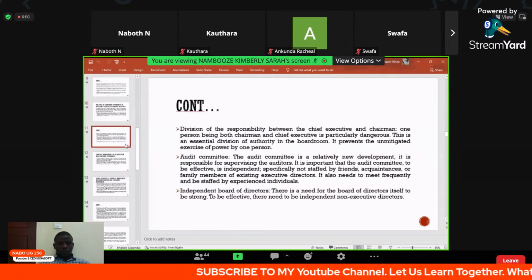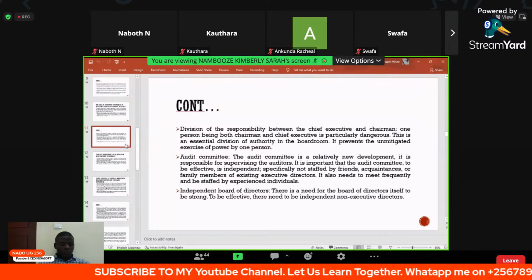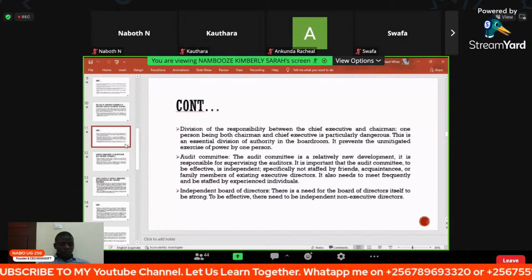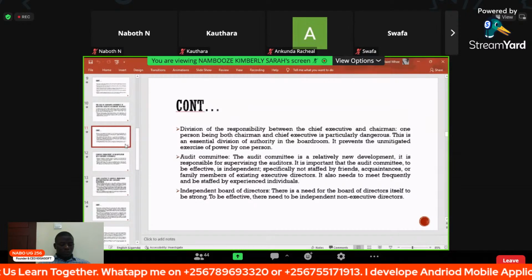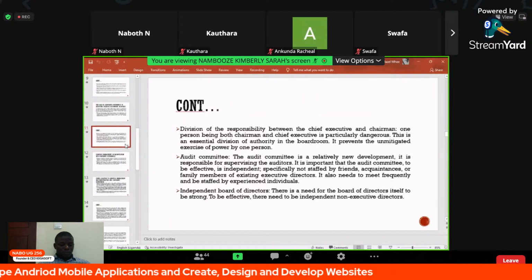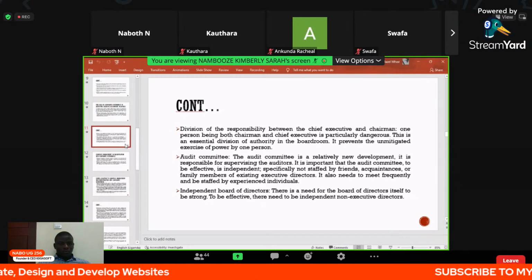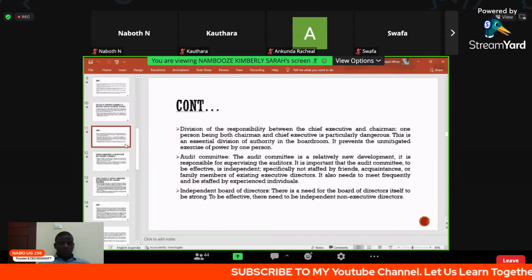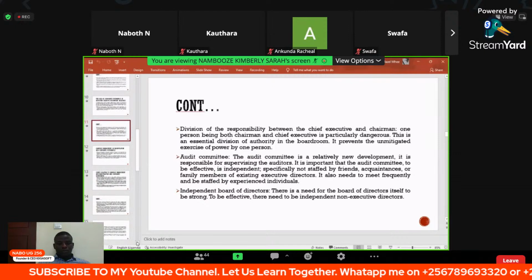And then another way is through division of responsibility between the chief executive and the chairman. If one person is both the chairman and executive, it's particularly dangerous. This is an essential division of authority in the boardroom, which prevents unmitigated exercise of power by one person. Here, I think they mean that all the responsibilities shouldn't be left to one person. There should be transparency.